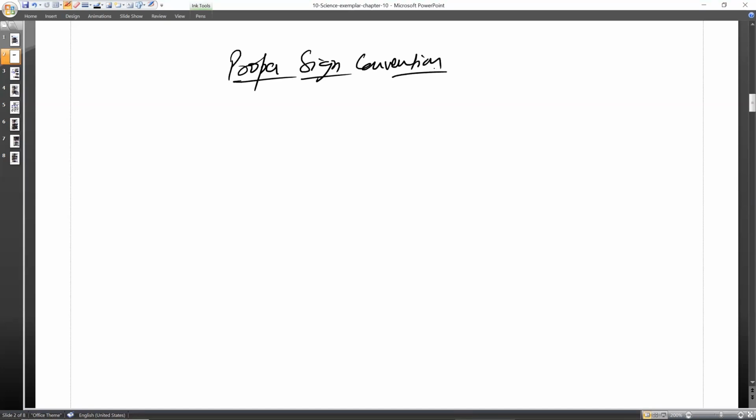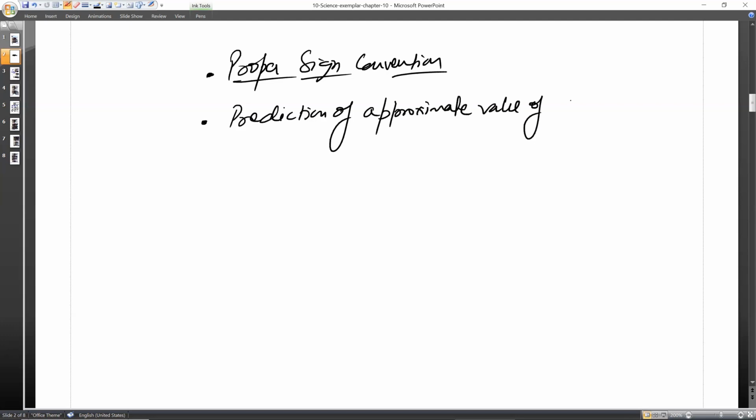So a student must keep in mind that when he or she is solving the problem, she must use the proper sign conventions of u, v, f, whatever is given to you. So proper sign convention should be used. Second is the prediction of the approximate value of the answer.